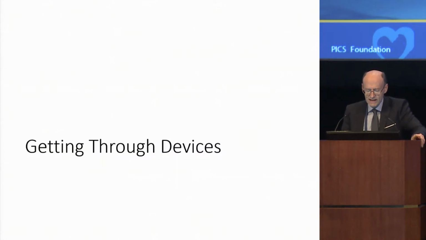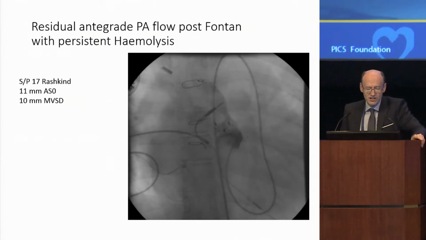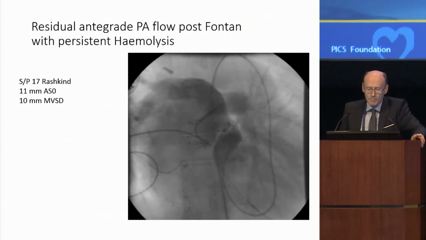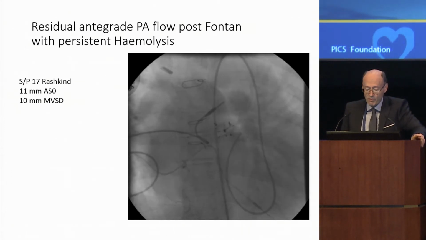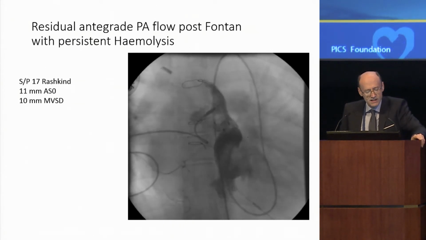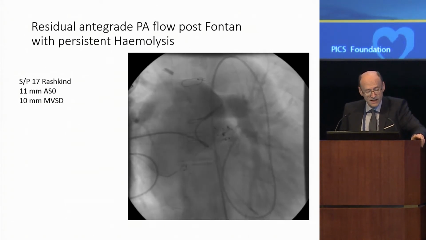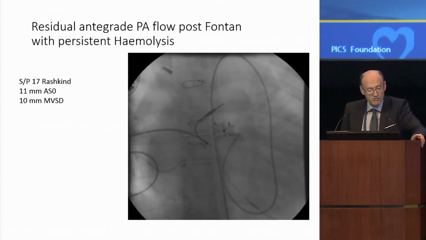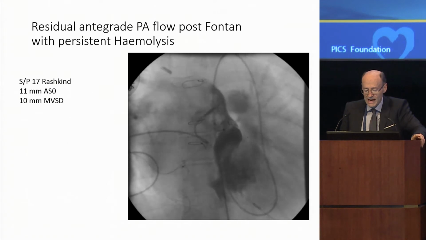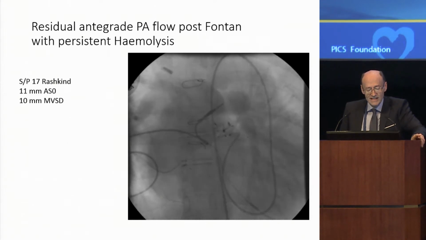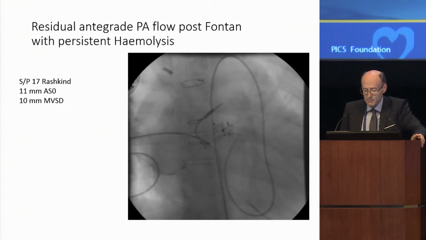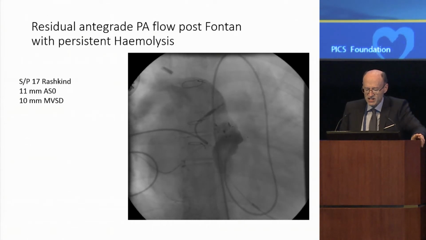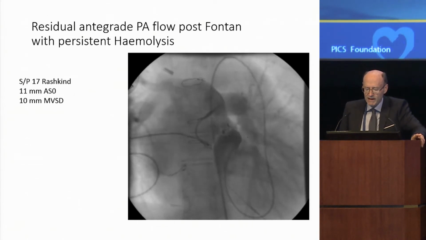So getting through devices. This patient has residual antegrade pulmonary artery flow after a Fontan operation, and there's hemolysis going on for years. And you can see, this was maybe more than 10 years ago, we already have a collection of devices, a 17mm Rashkind, an 11mm Amplatz septal occluder, and a 10mm muscular VSD device. And we've such amount of complex mesh metal there that it really is a difficult thing to treat.